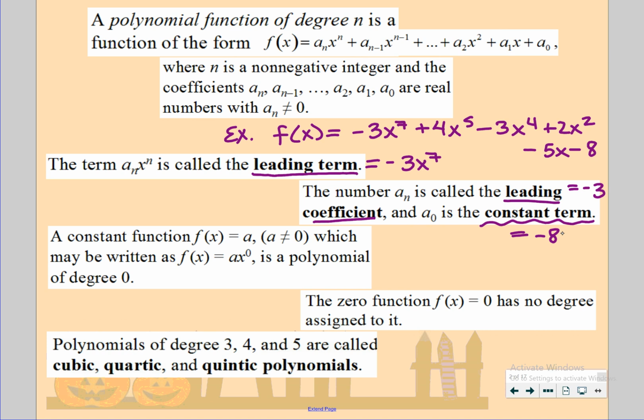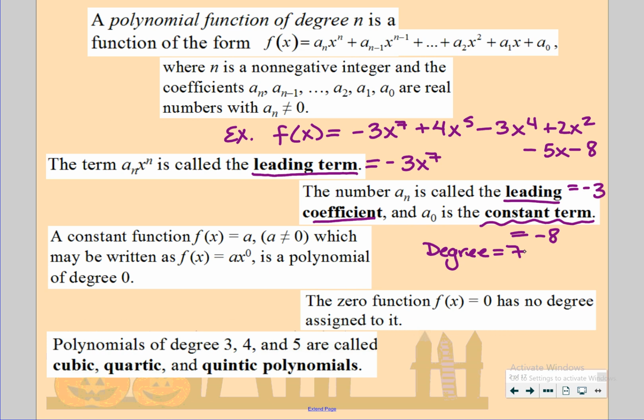We can also name the degree of this polynomial. The degree of my polynomial is 7. It is your highest power. So that leading term is going to give you most of your information. The leading term contains the leading coefficient. It also contains the degree. The only other piece of information we need is the constant. That's going to be the guy that doesn't have a variable.